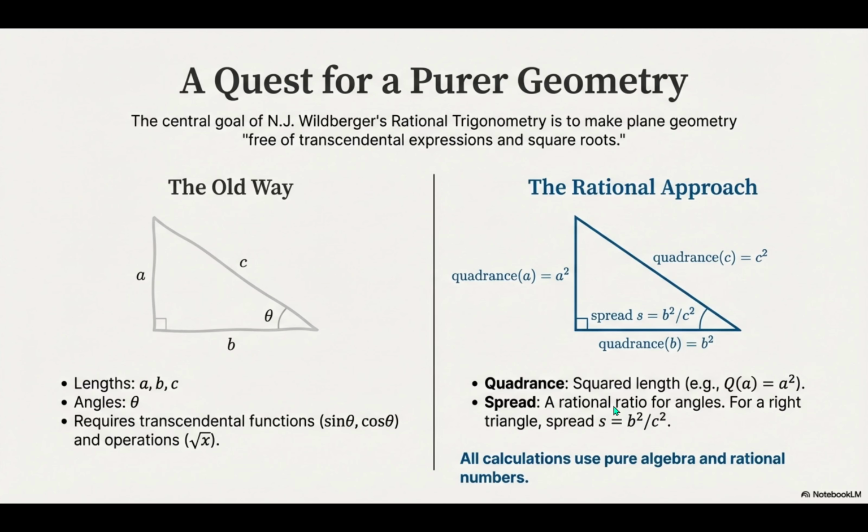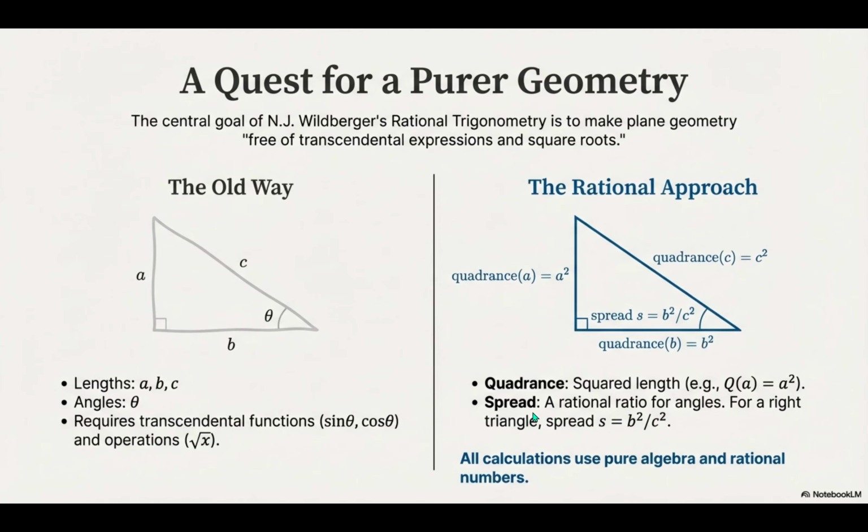Simple enough. And this means the Pythagorean theorem, the bedrock of geometry, becomes a totally rational statement. Q of A plus Q of B equals Q of C. No square roots. That's a huge computational saving right there. Geometry just became pure arithmetic. But what about angles? What happens to theta? Angles are replaced by spreads.